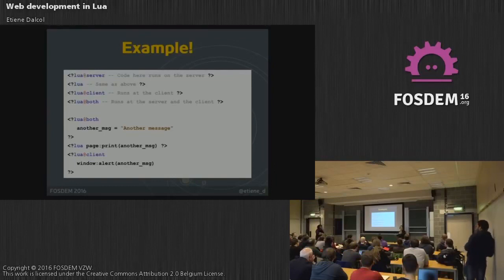Like I said, views are just regular HTML files where you can open Lua brackets. So we have this Lua at server tag, which is the default. If you use just Lua, it will be the same as above. So this will run on the server side. We have Lua at client, which runs on the client side. This is what will run on the browser.